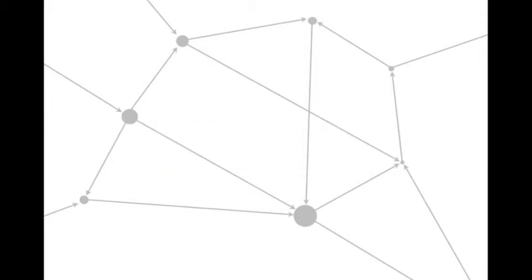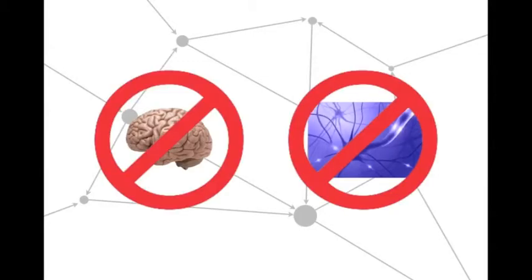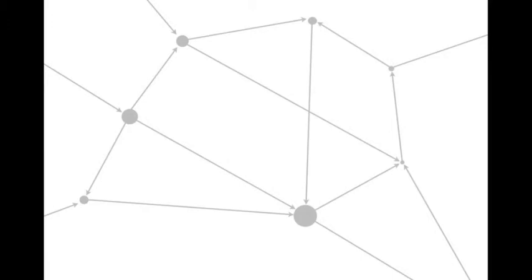You may think that the study of neural networks includes things like brains and neurons, but no. That's neuroscience. Instead, artificial neural networks use, well, artificial neurons. Artificial neural networks actually use two components.